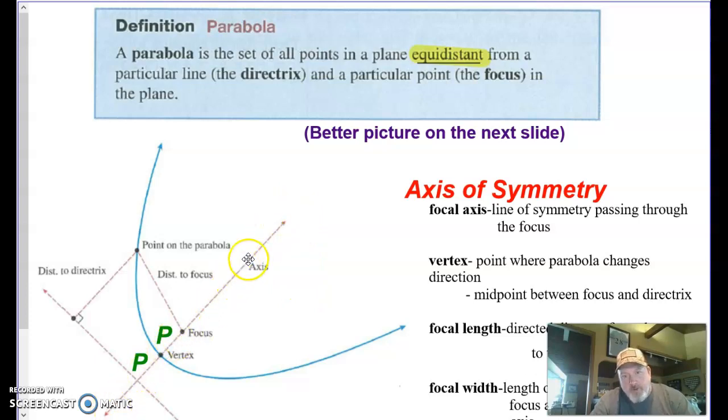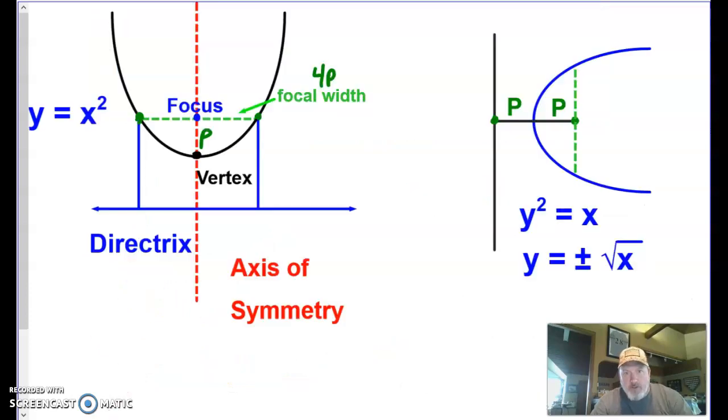This line that goes through the vertex is called the focal axis. We know it from geometry and from algebra as the axis of symmetry. You know what the vertex is. That's the point where it opens up or down or left or right from. And then the focal length is the distance from the focus to the vertex. And the focal width would be the distance straight across here. So there's a better picture of that in the next slide we'll get to.